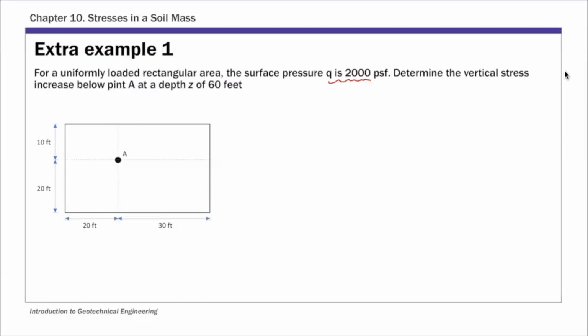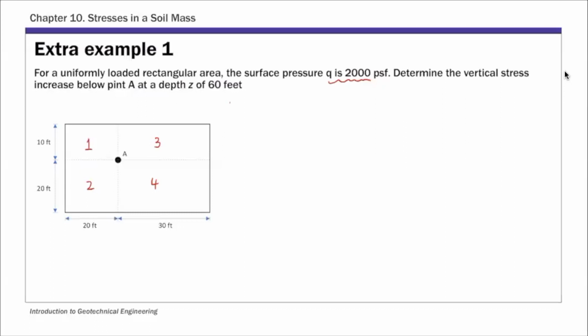To use that solution of stress increase below the corner, we first need to divide this large rectangular area into smaller ones such that point A is at the corner of each small rectangle. So we can divide this large rectangle into 4 smaller rectangles. I'm going to label them 1, 2, 3, and 4. Then point A is at the corner of each of these 4 small rectangles. So we can use table 10.10 to find the I3 factor for each of them, and then add them to get the total stress increase. That's the approach we're going to take.